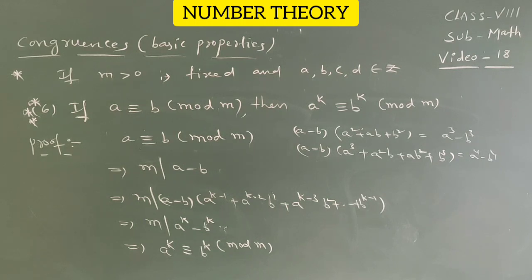For proving this one, A congruent to B means M divides A minus B. So M divides A minus B into something also. That something is A power K minus 1 plus A power K minus 2 into B plus A power K minus 3 B square and so on plus B power K minus 1. That gives the result as A power K minus B power K. So M divides A power K minus B power K, meaning by definition of the congruence we can write it as A power K is congruent to B power K to the mod M.